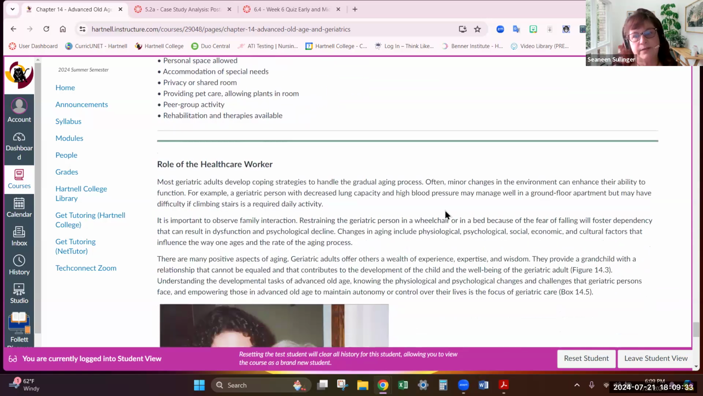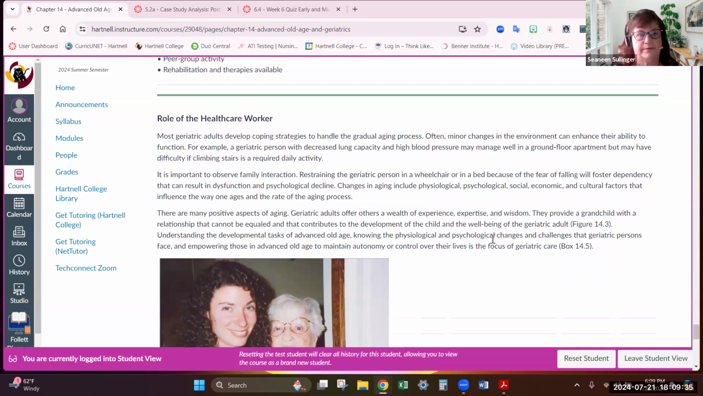And then here is some newer information in terms of the role of the healthcare worker. Right. So we as healthcare professionals in our different capacities will maybe be working with geriatric population someday with an older person. And so being able to understand all the physical decline, the self-concept changing, the different aspects of aging, I think is really important.